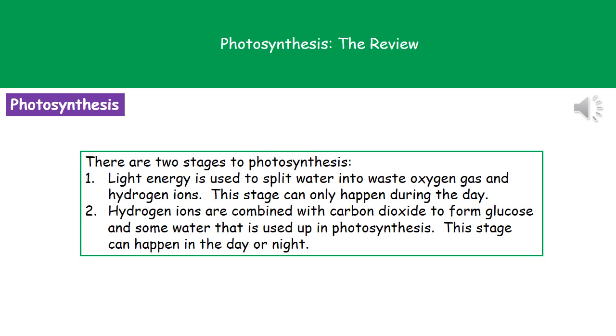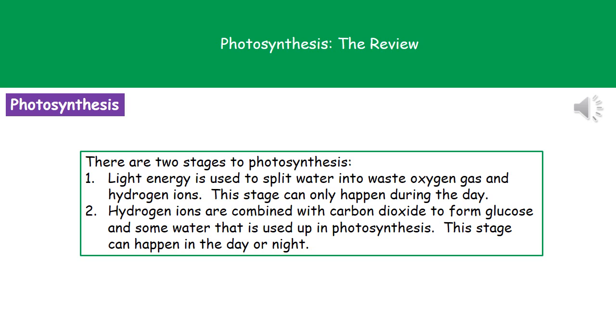We need to remember there are two stages to photosynthesis. The first one needs the light energy. What happens there is we use this light energy to split the water into two things. First is the waste oxygen gas, and the second is the hydrogen ions. Because this needs light energy, this can only happen during the day.